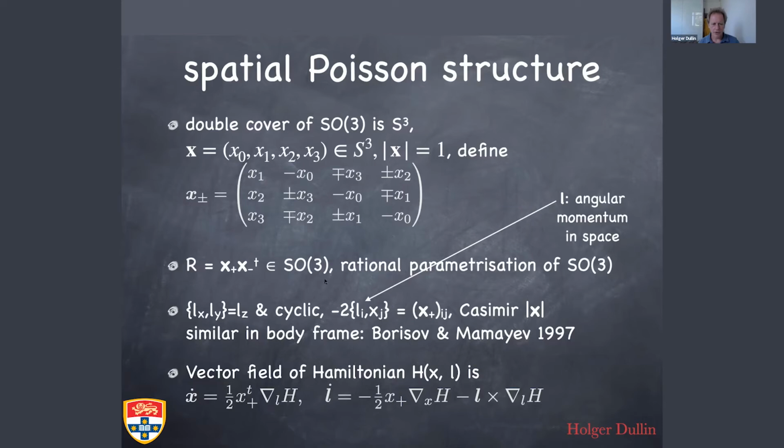Okay, so now we have a Poisson structure. And for the angular momentum, this is the standard Poisson structure. So the Poisson bracket of Lx and Ly is Lz, and so on, cyclic permutations. And the components of L and these coordinates x, their bracket actually gives back this matrix x plus. And this Poisson structure has a Casimir, which is this length. So we automatically remain on the sphere. A similar Poisson structure has actually been used by Borisov and Mamayev in '97, but they did this in the body frame. And we're doing this in the spatial frame, but there's a lot of similarity.